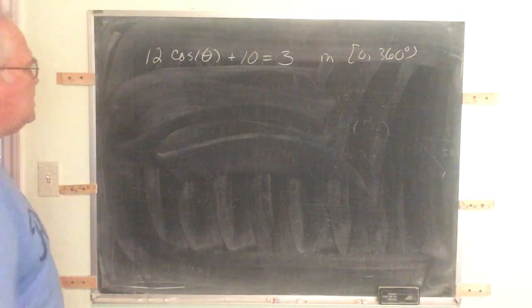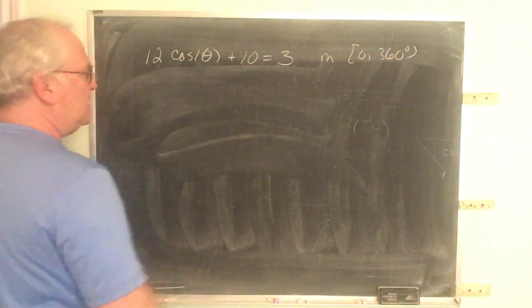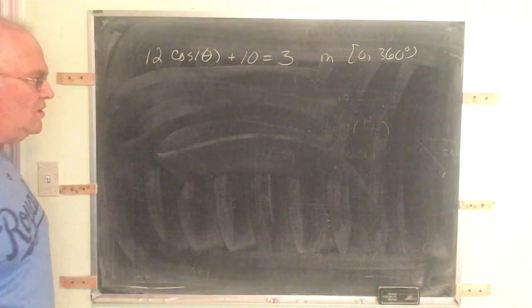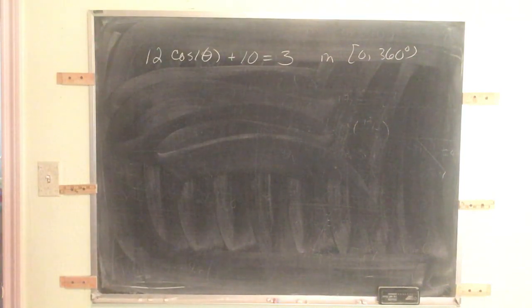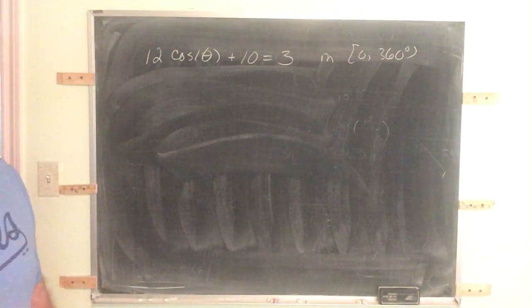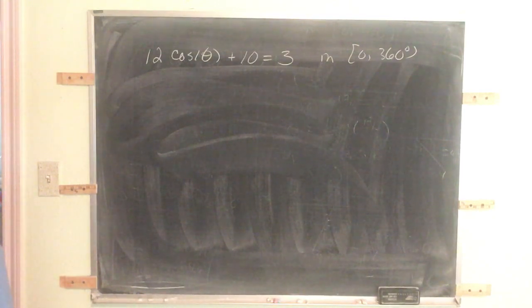All right, so here's our last angle, 12 cosine theta plus 10 equals 3, where again, we're going to solve this in degrees from 0 to 360. And so the procedure is the same. We're going to isolate the function, do the quadrant check, and locate the reference angle, put that reference angle in the appropriate quadrants to get the solutions.